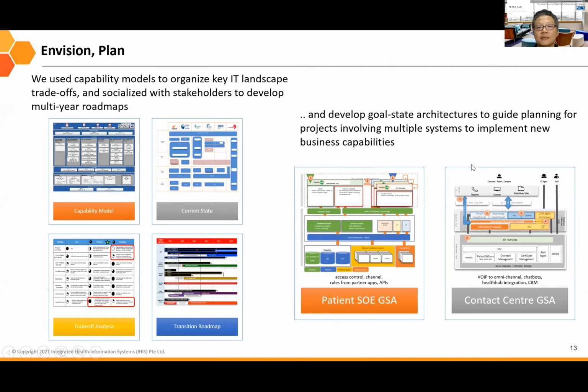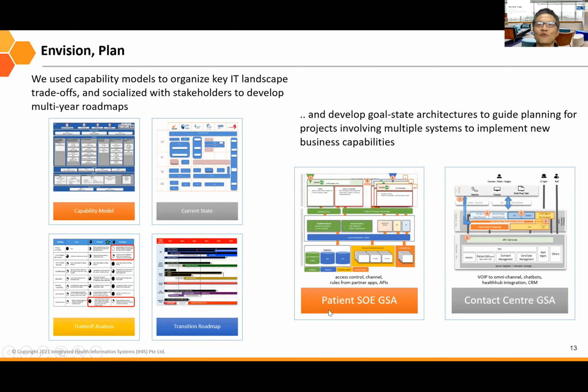Then I move on to the specific planning area for the goal state architectures. I intentionally picked these two examples here on the right because I think it's easier for a public audience to understand. The first one is a goal state architecture we developed for patient systems of engagement, and this other one on the right is for contact centers. What's particularly interesting is that these goal state architectures don't just talk about one system. One of the reasons we had to develop these is because there are different points of view on how different systems should interact. Should we have one app or multiple apps, for example?